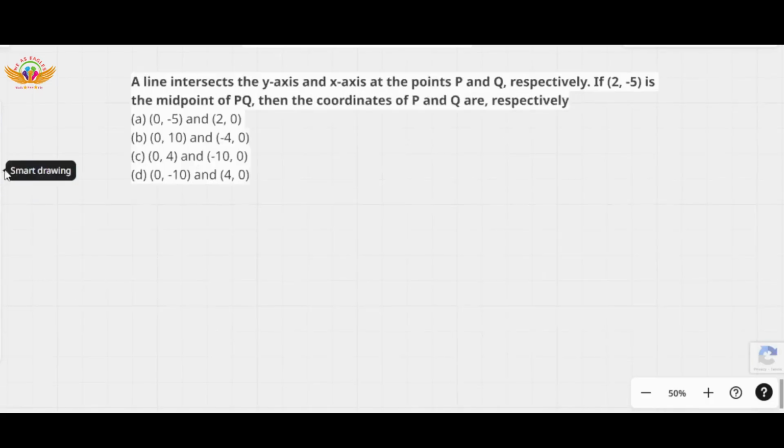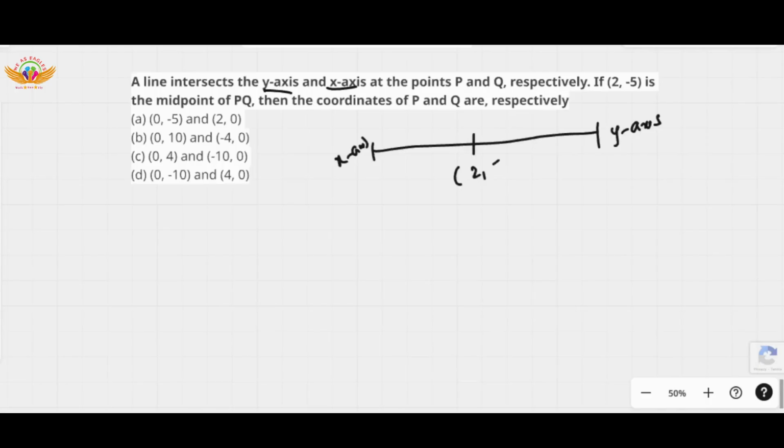A line intersects the y-axis and x-axis at the points P, Q. They have given that 2, minus 5 is the midpoint of PQ. For example, if this is the line, it is intersecting the x-axis here and the y-axis here. Both of them have a midpoint, that is 2, minus 5.